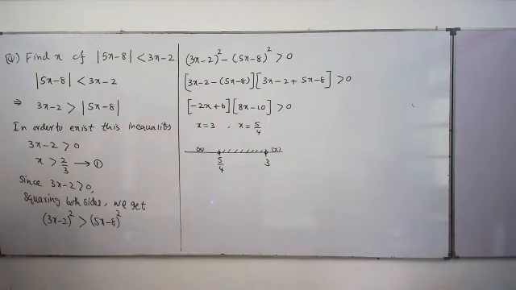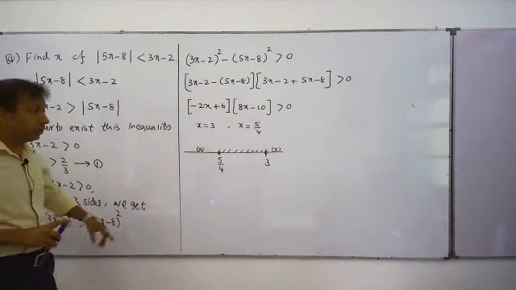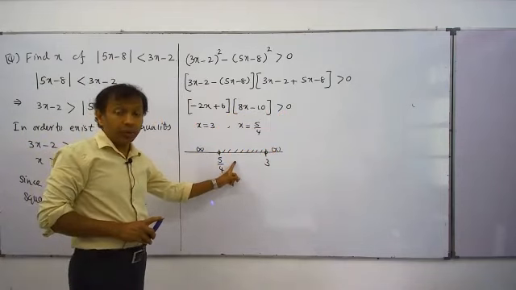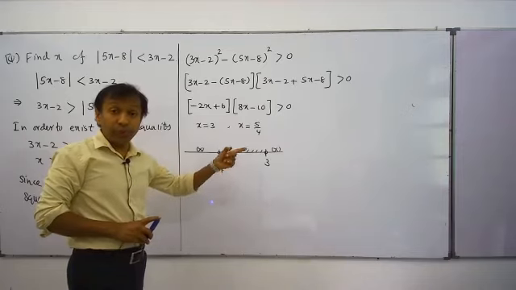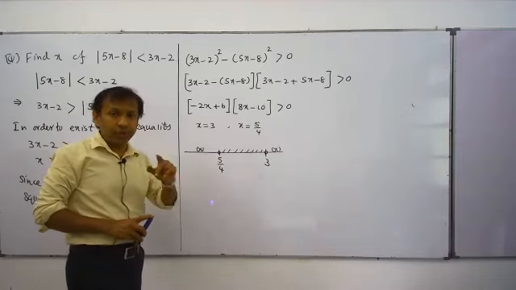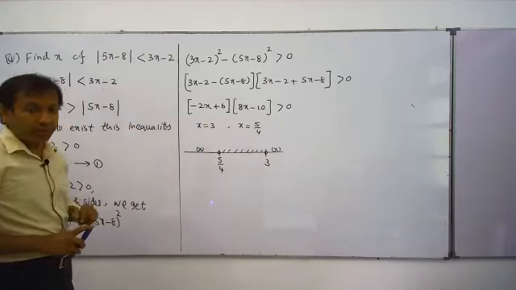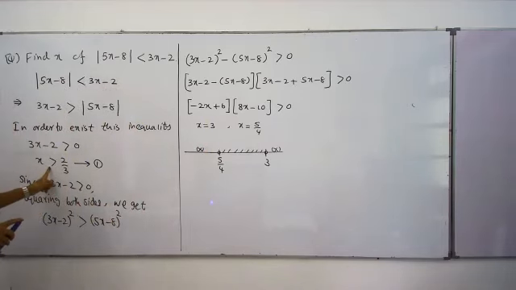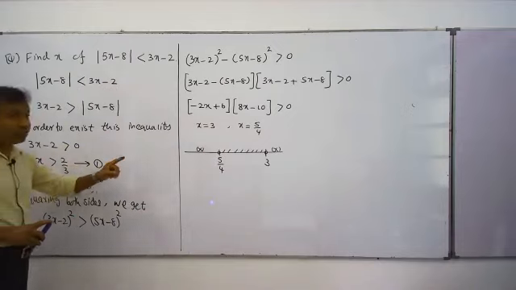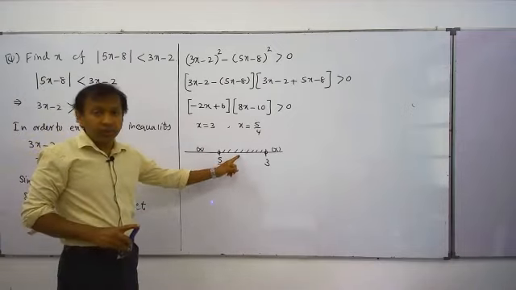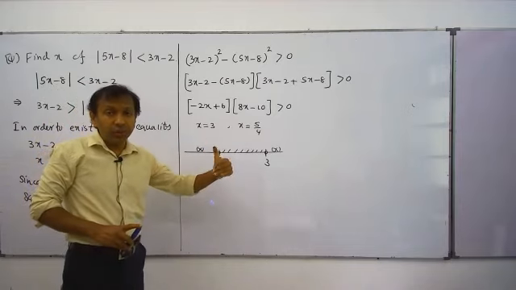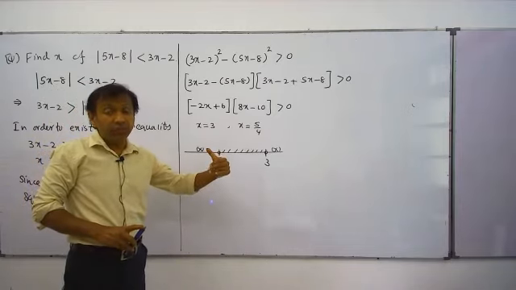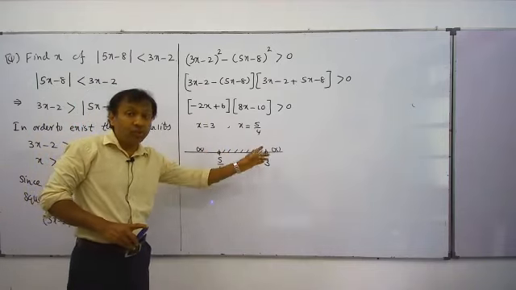Okay. Then the answer is this. But we have to be very careful, people. We gave at the beginning of the question a condition for x. X should definitely be greater than 2/3. If this contains any value less than 2/3, that values we have to remove from this and the rest only we have to accept.